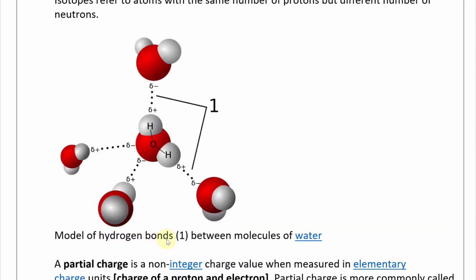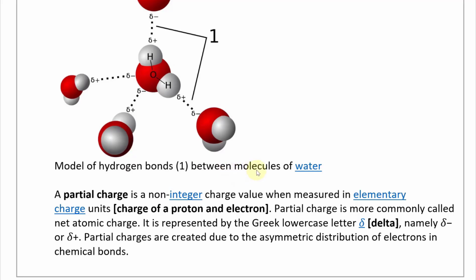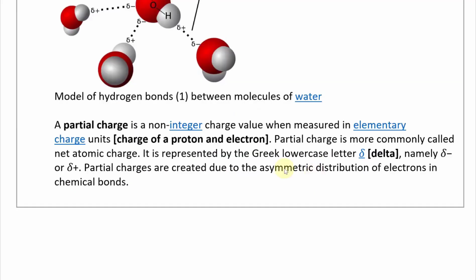Alright, so here's that image again. It's a model of hydrogen bonds. These are the hydrogen bonds, and this is the electronegative side over there, the two lone pairs on the oxygen atom, and there's the positively charged hydrogen that wants to attract the negative side, and that's how water molecules are connected with hydrogen bonds. So, a model of hydrogen bonds between molecules of water.